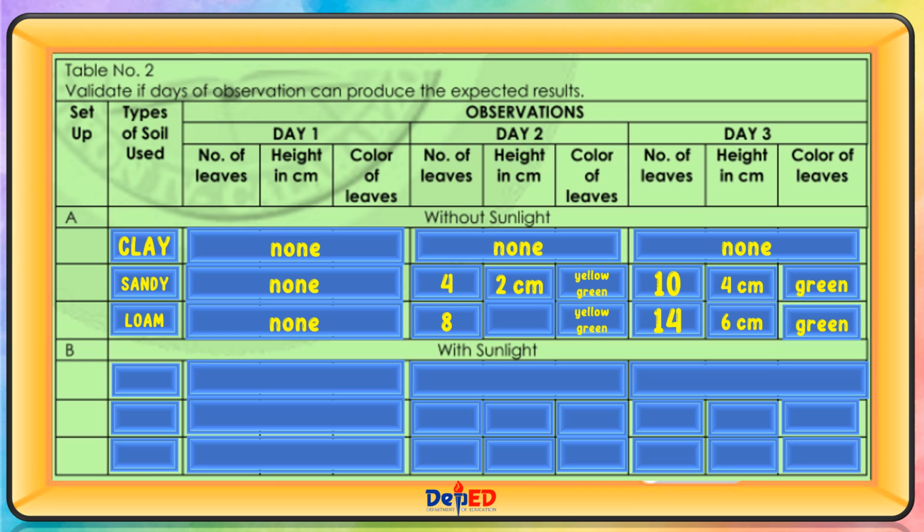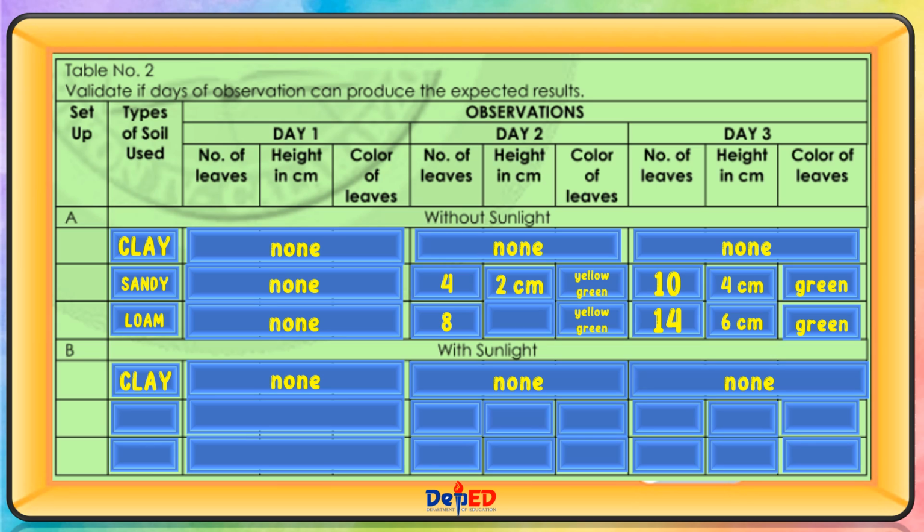With sunlight, type of soil used, clay. Day 1, number of leaves, height in cm, color of leaves: none. Day 2, number of leaves: none. Height in cm and color of leaves. Day 3, number of leaves, height in cm, color of leaves: none.